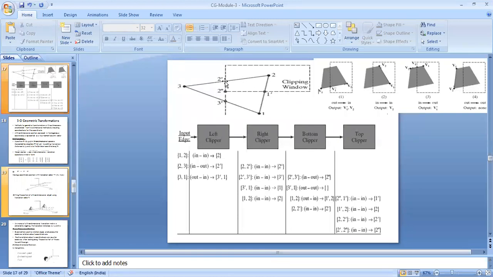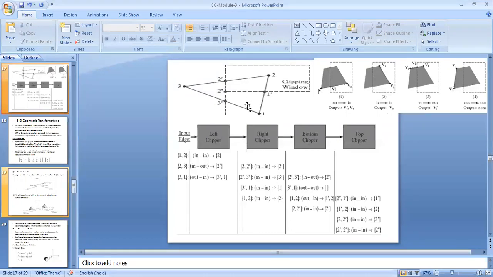Sorry, this is inside to outside, 2' 3', because these are inside and this is outside, in to out. So I will consider the intersection point, that is 2''.